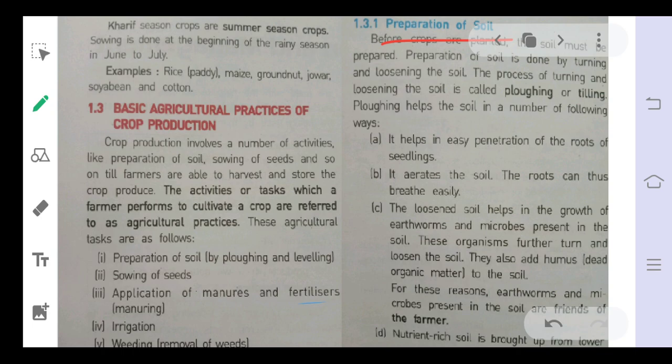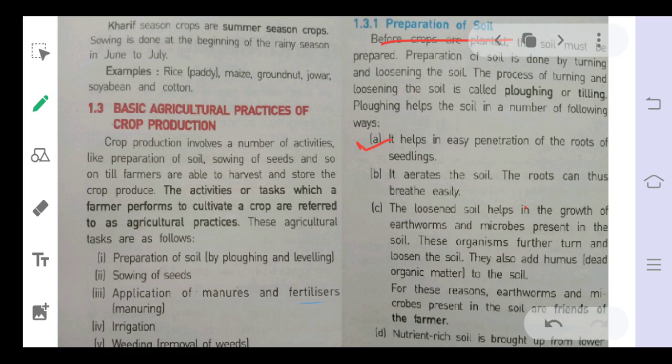So there are some points that we have to discuss here. Why is plowing done, why is preparation of soil done? It helps in easy penetration of roots of seedlings. Because when the seeds start to grow, if the soil is compact and not loose, it will be very difficult for the roots to grow deep into the soil.